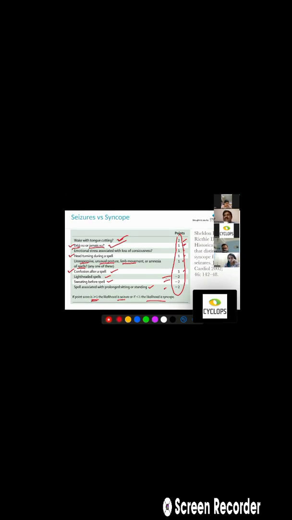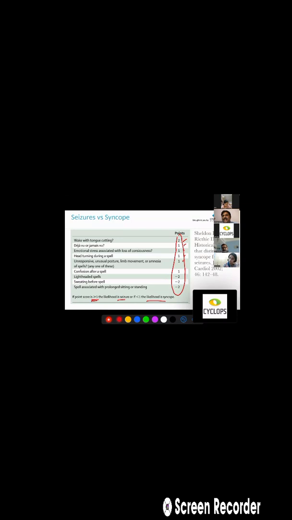So the person tells me, I started sweating a lot and then I had this. Then it goes in favor of a syncope rather than a seizure. Or, I felt a lightheadedness. Then it goes in favor of a syncope. So these are the things that will help us differentiate.